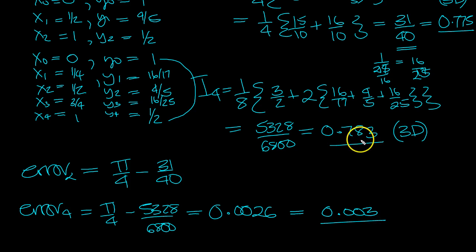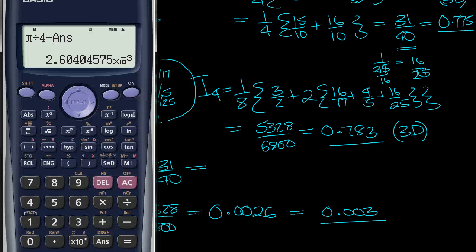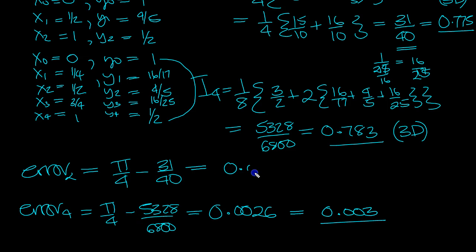Which is slightly different from the answer in the book because it uses this approximation, I think, here. This is the more accurate answer. The next one, so instead of it being minus the answer, it's 31/40, isn't it? 31 divided by 40, and this is going to be 0.010, and that's to 3dp. And that agrees with the answer in the book.